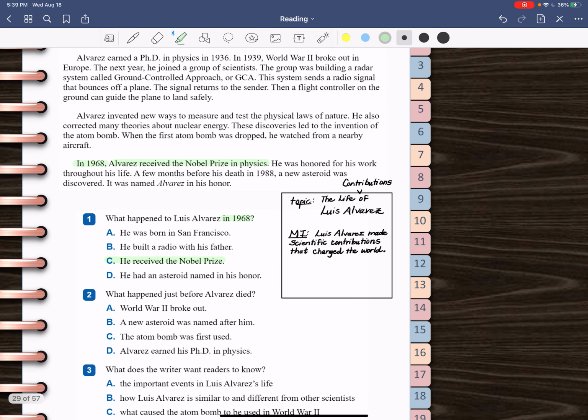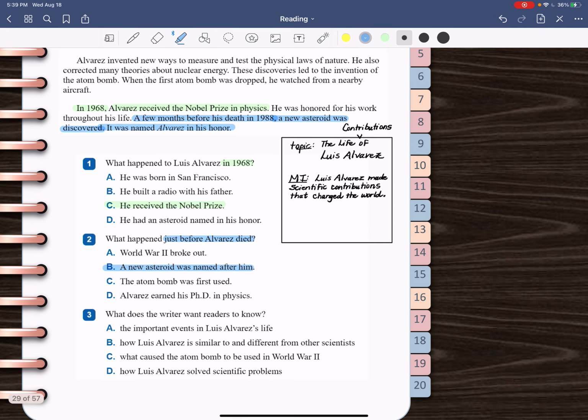What happened just before Alvarez died? So I'm looking for death. There is a few months before his death in 1988. A new asteroid was discovered, and it was named after him. Both of those go together. So I like answer B here. A new asteroid was named after him.